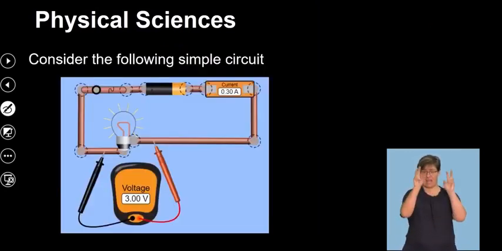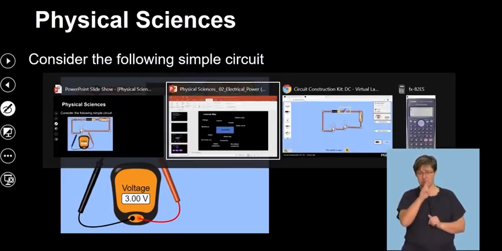Now, let's focus our attention on a simulation to look at a simple example whereby we have a light bulb, and then we're going to vary the voltage from the source, which is the battery, and see how it affects the power in an electrical circuit. Okay, now let's go to the simulation.